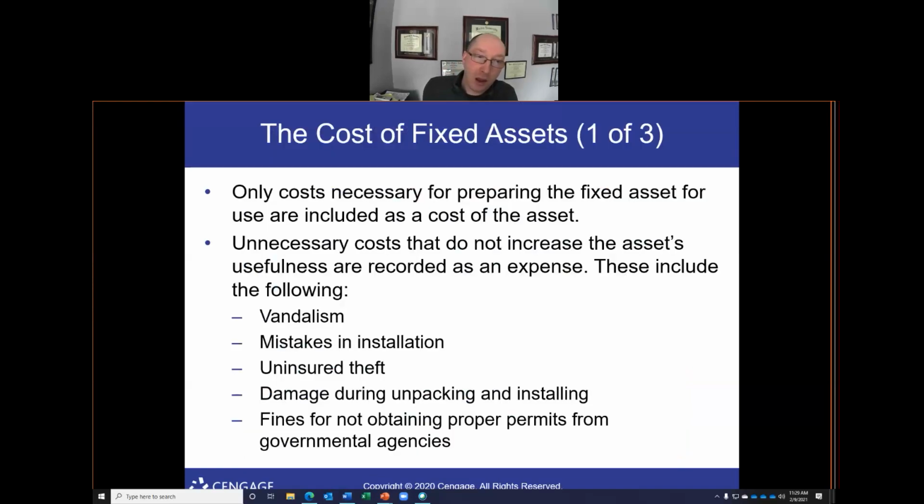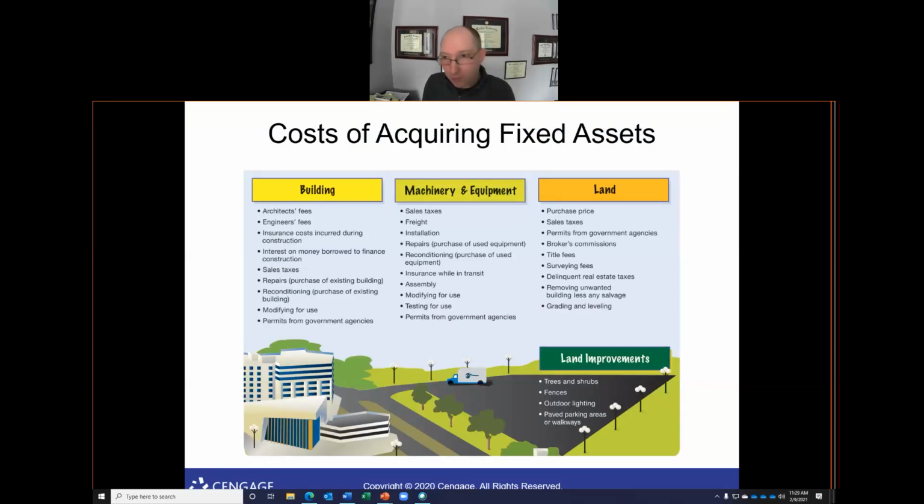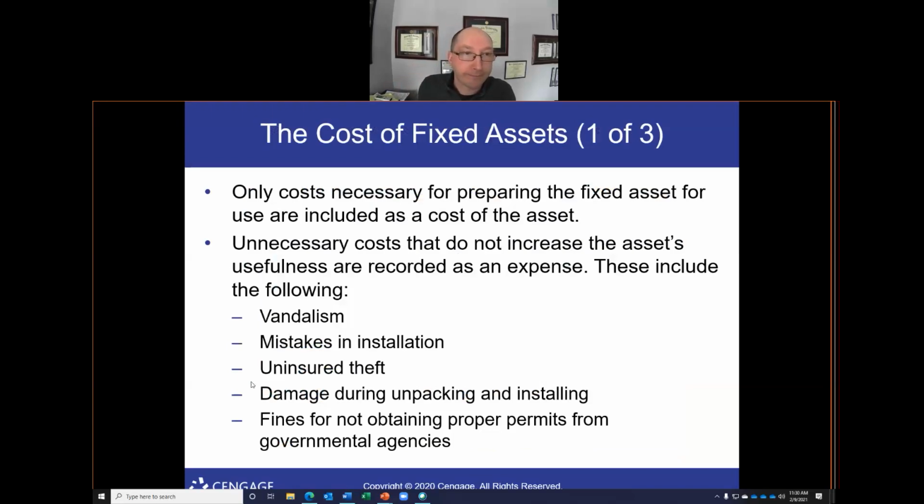We'll talk more about it. But to identify the total cost, or the initial cost, of your fixed asset, you take the purchase price plus all of the related expenses, or costs, I should say. Purchase price plus all of the related costs equal the initial cost of the asset. That's also called the book value of the asset. We'll talk more about it.